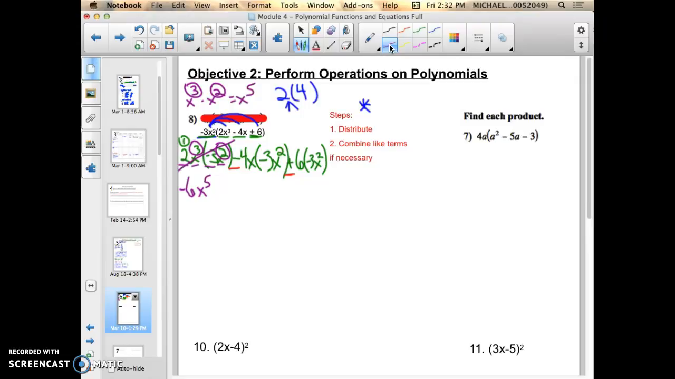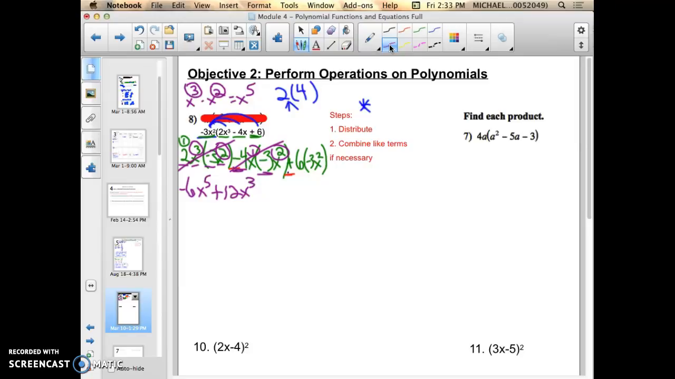I can move on to the next term. I have a negative 4x times a negative 3x squared. So a negative 4x times a negative 3 is now a positive 12. And I have an x to the 1 times an x to the 2, so I add these powers. So now I have an x to the 3. Again, because I wrote out this step exactly like that, I knew that I had a negative times a negative, which gave me a positive. So I know I did that correctly. I'm done with that chunk.